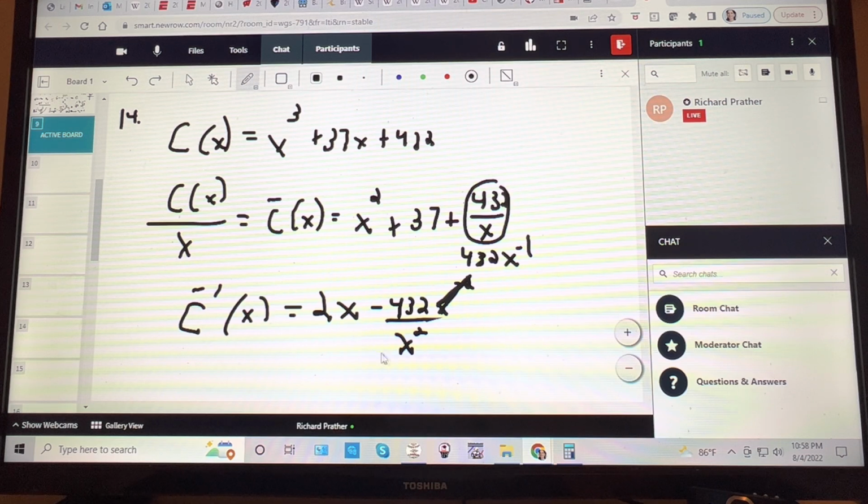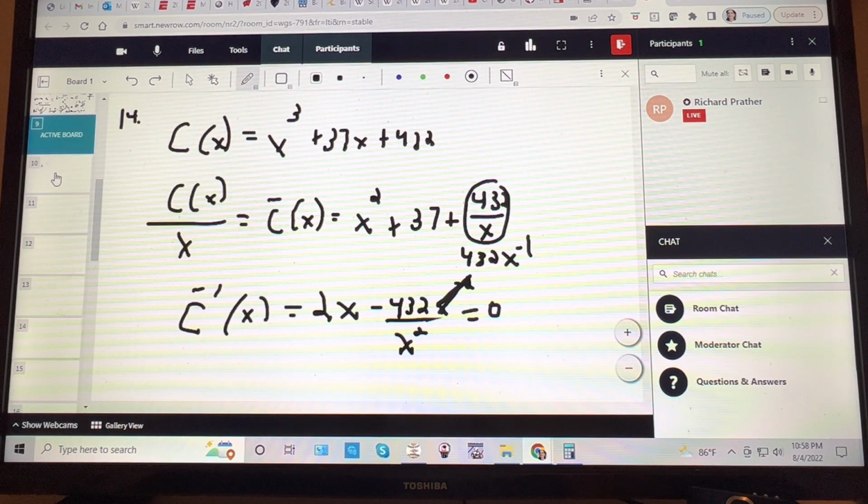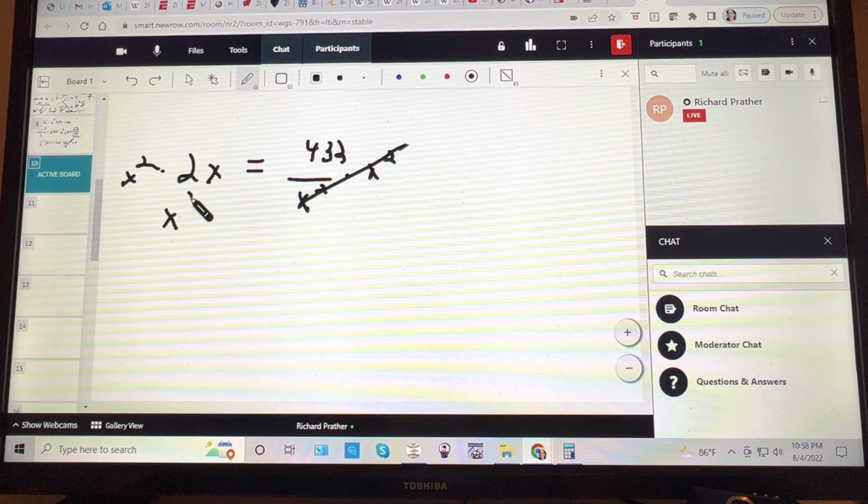What would make this equal 0 is more interesting. You could add this fraction to the other side and get 2x equals the fraction 432 over x squared. Multiply both sides by x squared. 2x cubed equals 432, but I'll go ahead and divide by 2.